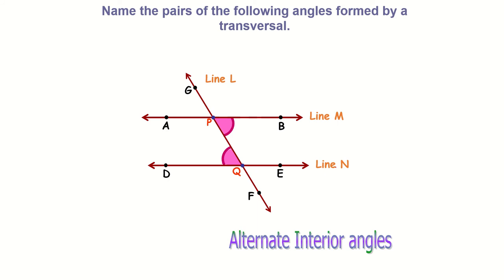So, first, they're non-adjacent. That's true. They have different vertices. Alternate. One is on the right side of our transversal. One is on the left side. So we call that alternate. Then interior, both are in the interior part or region of our two lines cut by the transversal. Alternate interior angles.